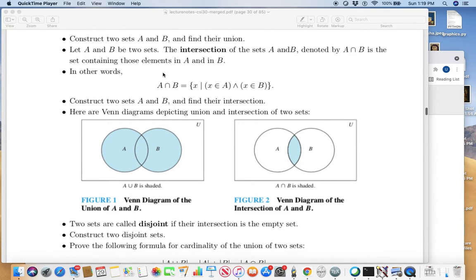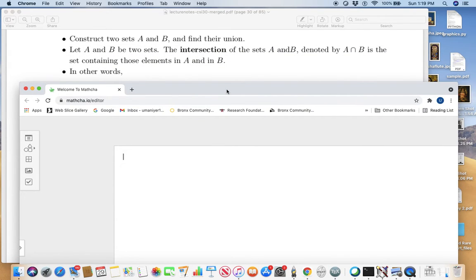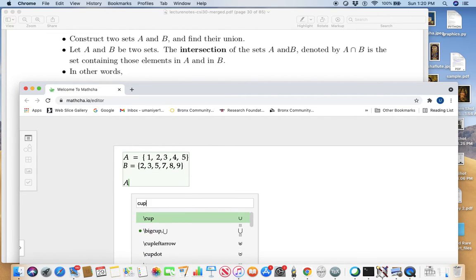So let's construct an example of union. Let's start with the set A to be, say, {1, 2, 3, 4, 5}. Suppose set B is {2, 3, 5, 7, 8, 9}. So what is A union B?